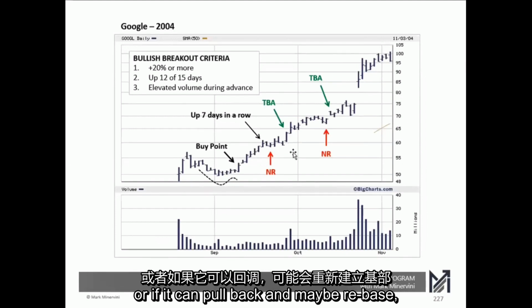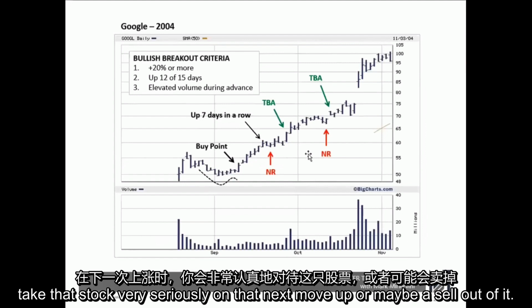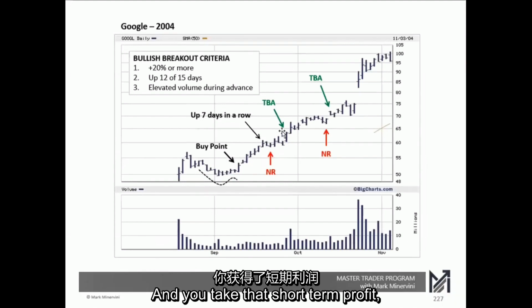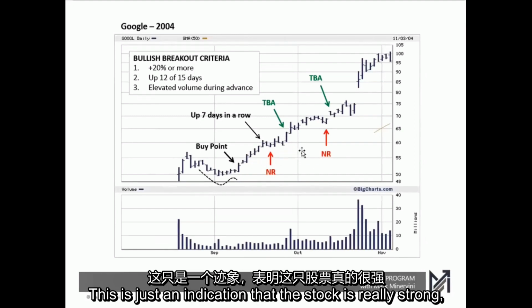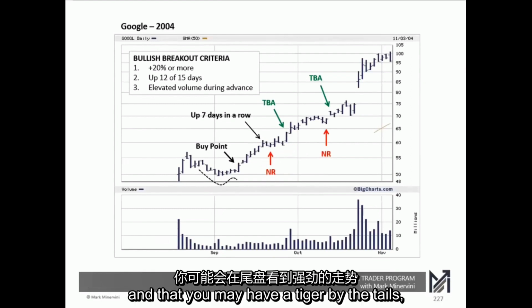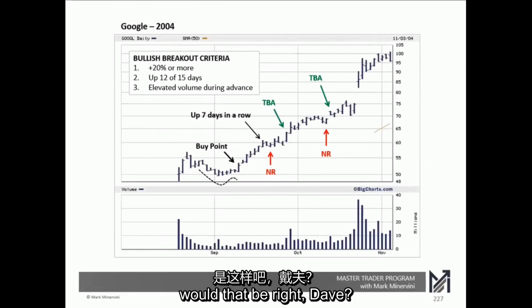Or if it can pull back and maybe rebase, take that stock very seriously on that next move up. Or maybe you sell out of it and take that short-term profit, but you're looking to buy it back on a pullback buy. So this is just an indication that the stock is really strong and that you may have a tiger by the tail. Would that be right, Dave?